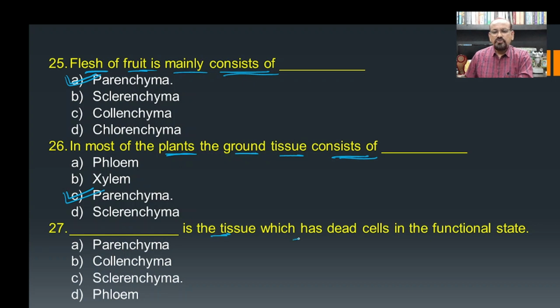Then, which is the tissue which has dead cells in the functional state? If you see the conduction of water, it involves sclerenchymatous cells which are dead but are involved in the conduction of water in the xylem. Such types of cells are an example of the sclerenchyma.